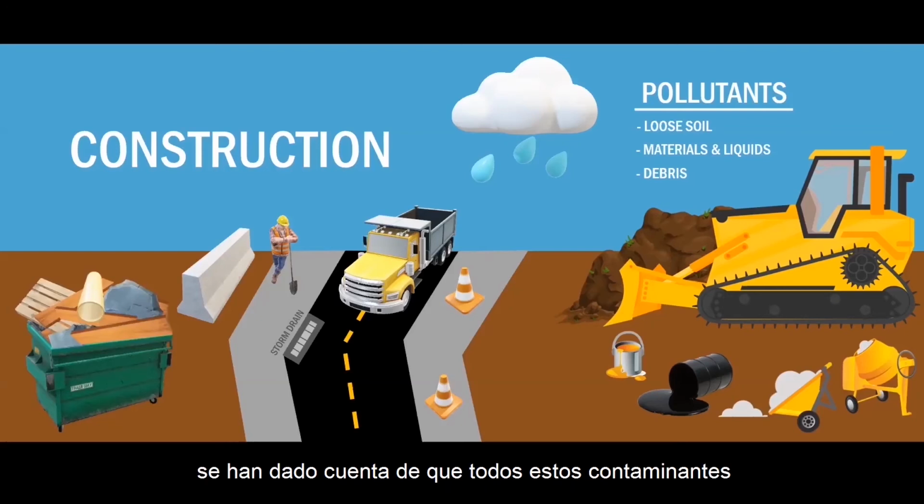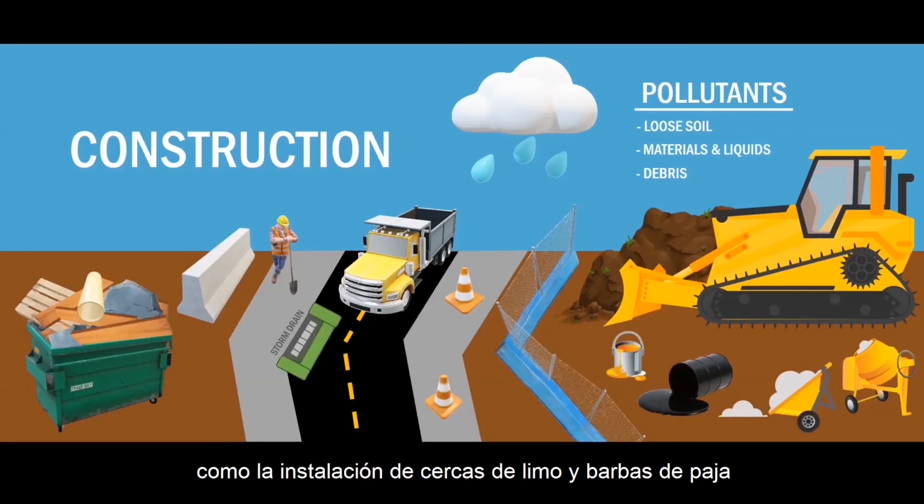Construction professionals have realized that all of these pollutants are very harmful to our waterways. Therefore, every construction site must follow erosion control measures such as installing silt fences and straw wattles around storm drains.